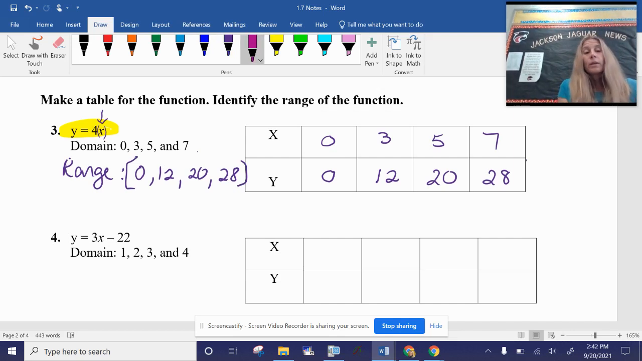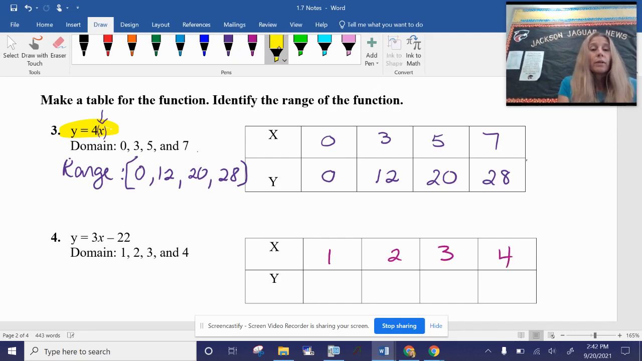All right, let's take a look at the next one. Again, they're giving us our domain here, which is 1, 2, 3, and 4. I'm going to input each of those in for my x here into the function. So 3 times 1 is 3, and 3 minus 22 is negative 19.